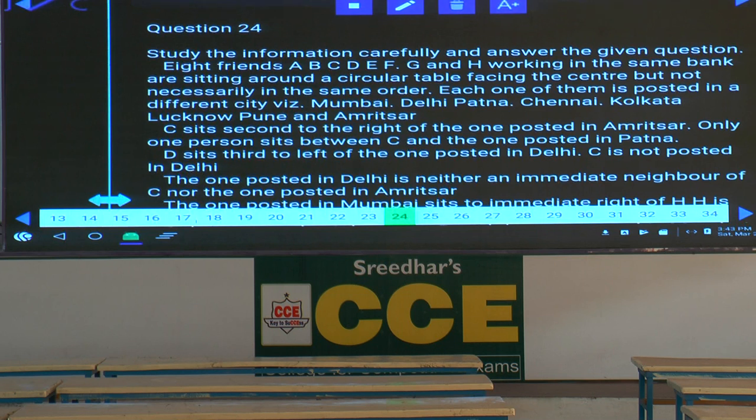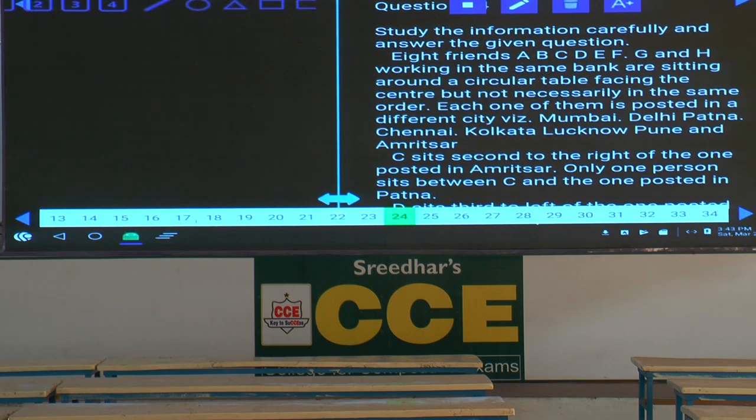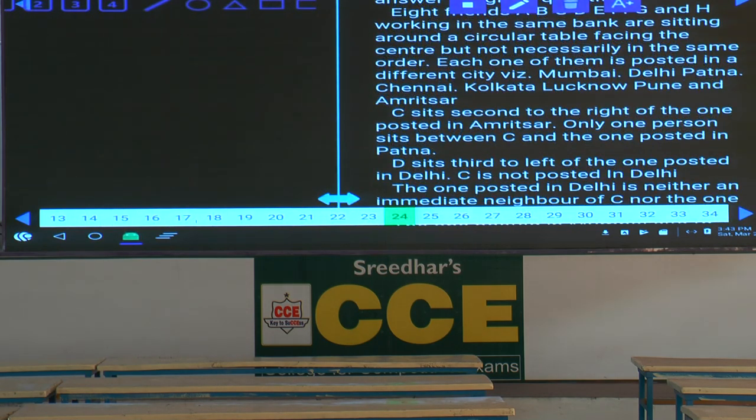Then 24 onwards. Now question numbers 24 to 29. 8 friends A, B, C, D, E, F, G and H working in the same bank are seated around a circular table facing the center. Now how many persons are there? There are 8 persons, 1, 2, 3, 4, 5, 6, 7, 8, and all these 8 persons are facing towards the center. Each one of them was posted in a different city. City is clear. Working in the same bank, they are posted in different cities.